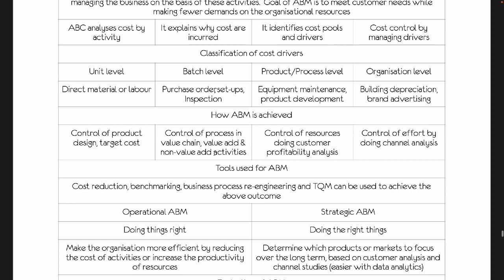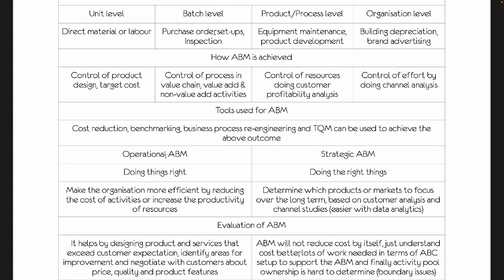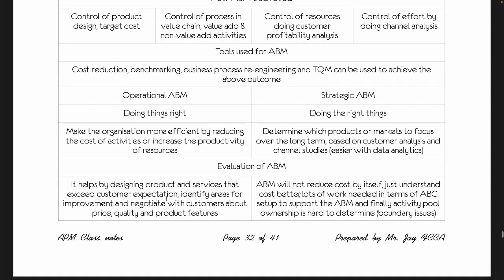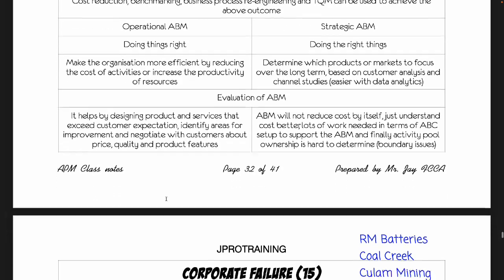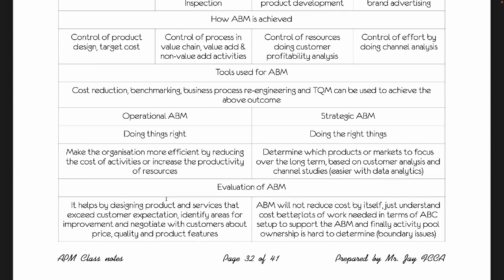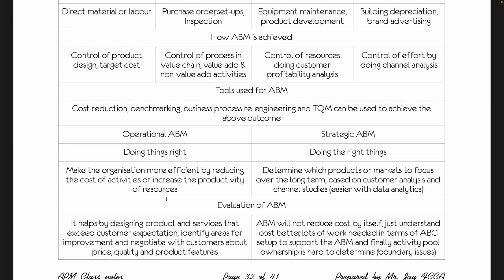Control the effort. So there are two parts of ABM. Do you know the two parts? Strategic ABM, operational ABM? Can you recall now? Doing things right, doing the right things. Are you clear on the difference? Yes, no? A lot of people don't. Hence, when the exam question comes out, you don't know the difference. Gone. Zero.